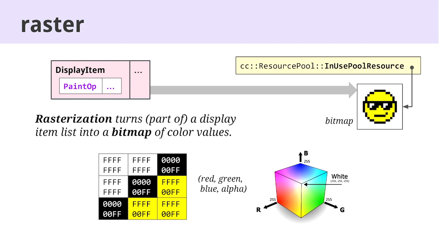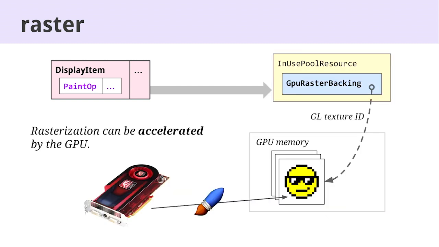The paint ops in a display item list are executed by a process called rasterization. Rasterization turns a display item list, or some portion of a display item list, into a bitmap of color values. Each cell in the bitmap holds values for four color channels. The rastered bitmap is stored in memory, typically GPU memory, referenced by an OpenGL texture object. The GPU can not only store the output, but it can also run the commands that produce the bitmap, and that's a mode we call accelerated rasterization, or GPU rasterization. Keep in mind, so far, these pixels are just in memory, so they're not on the screen yet.